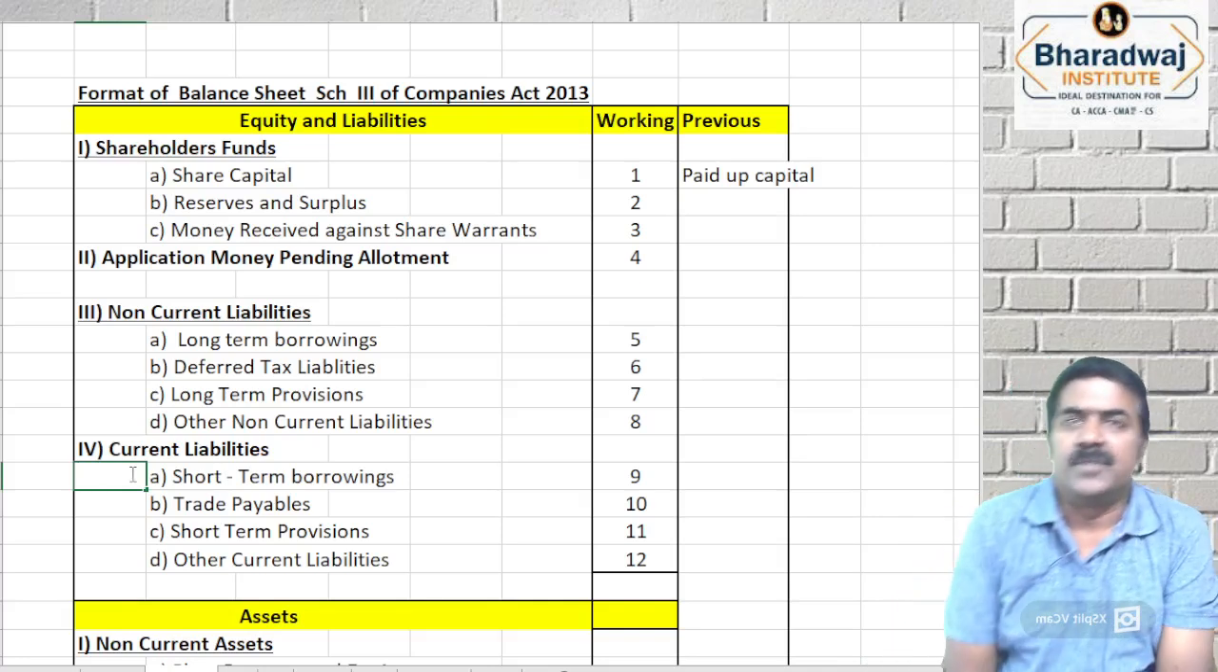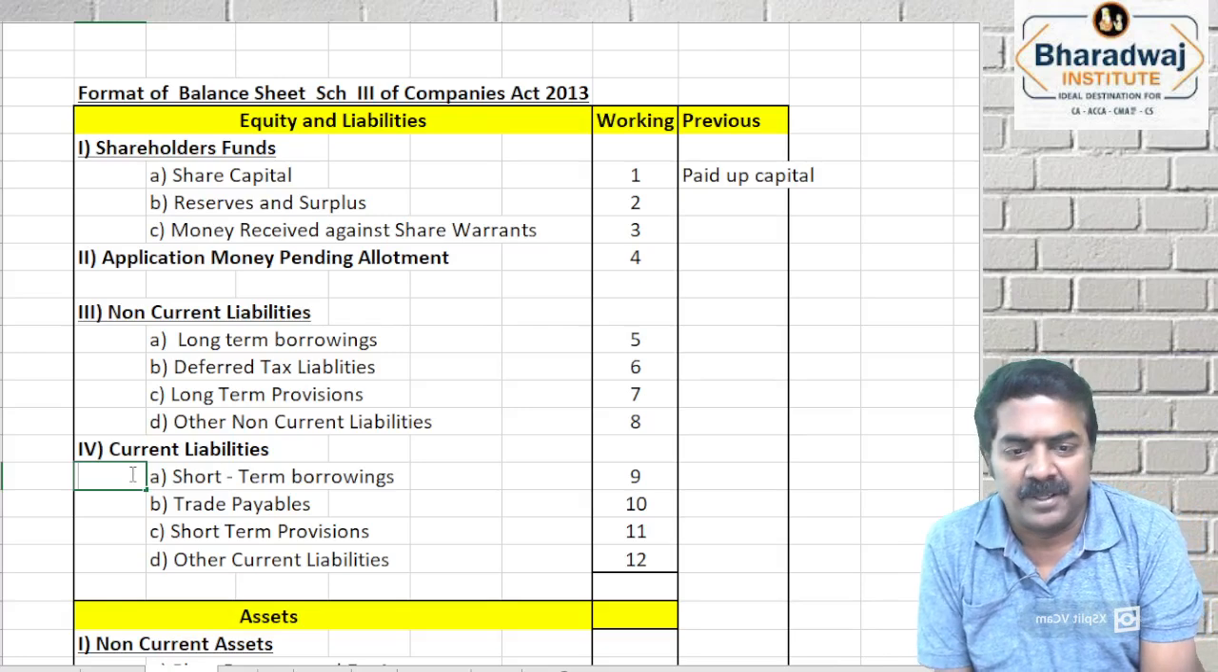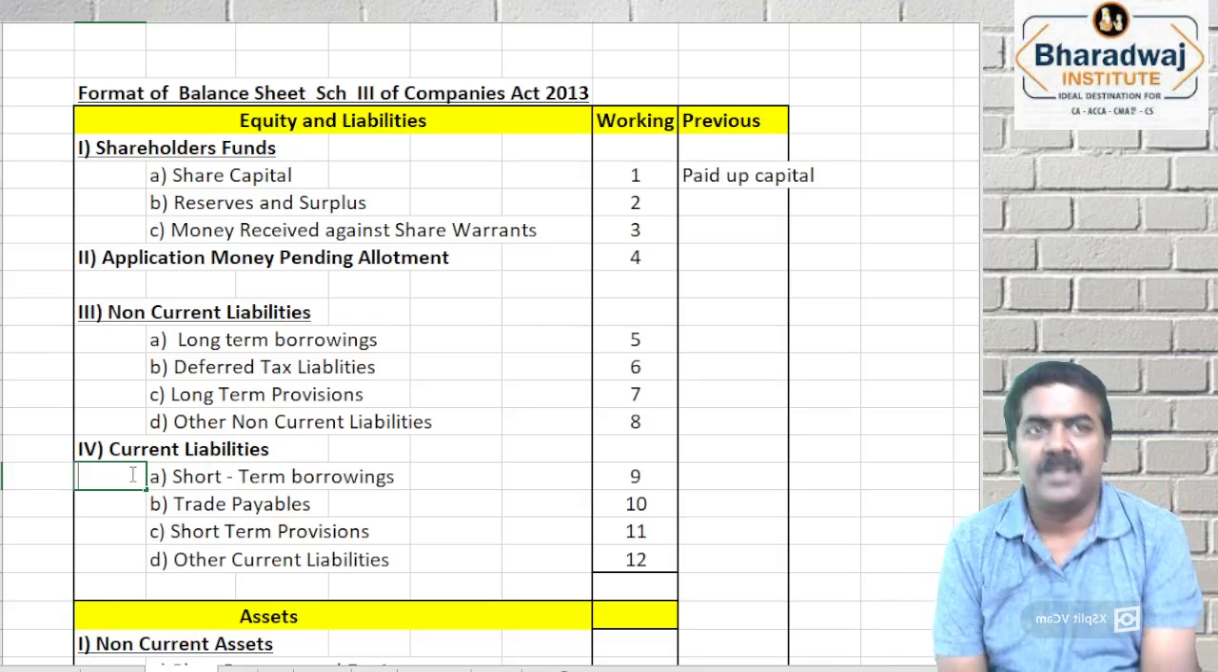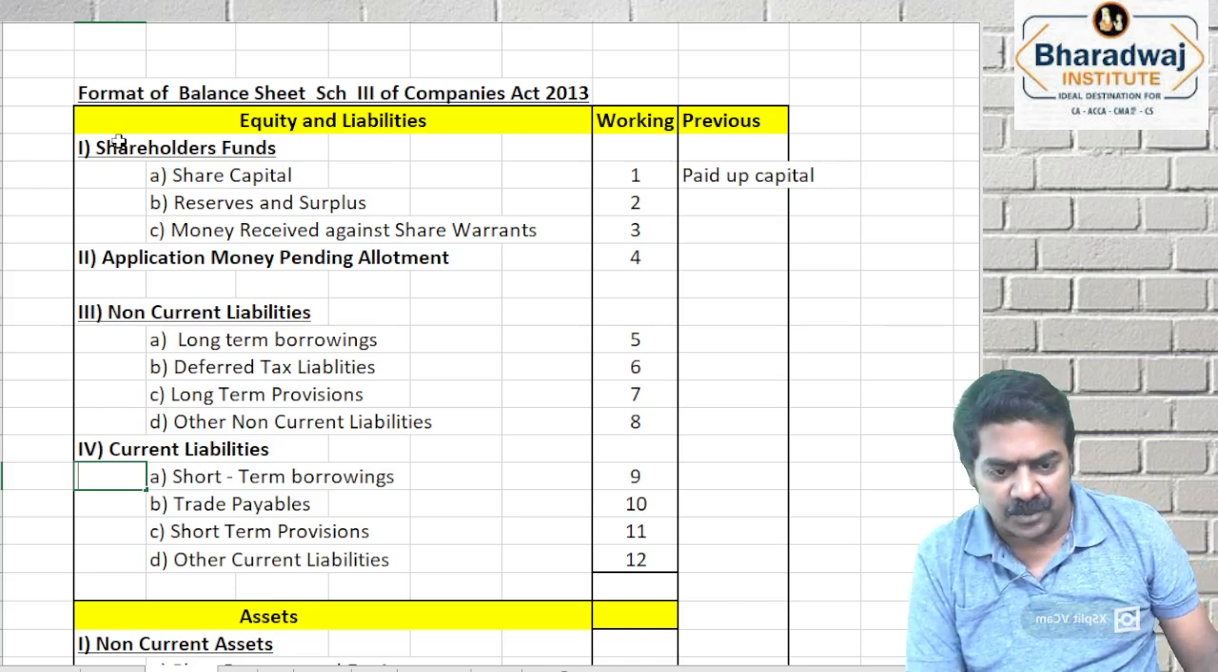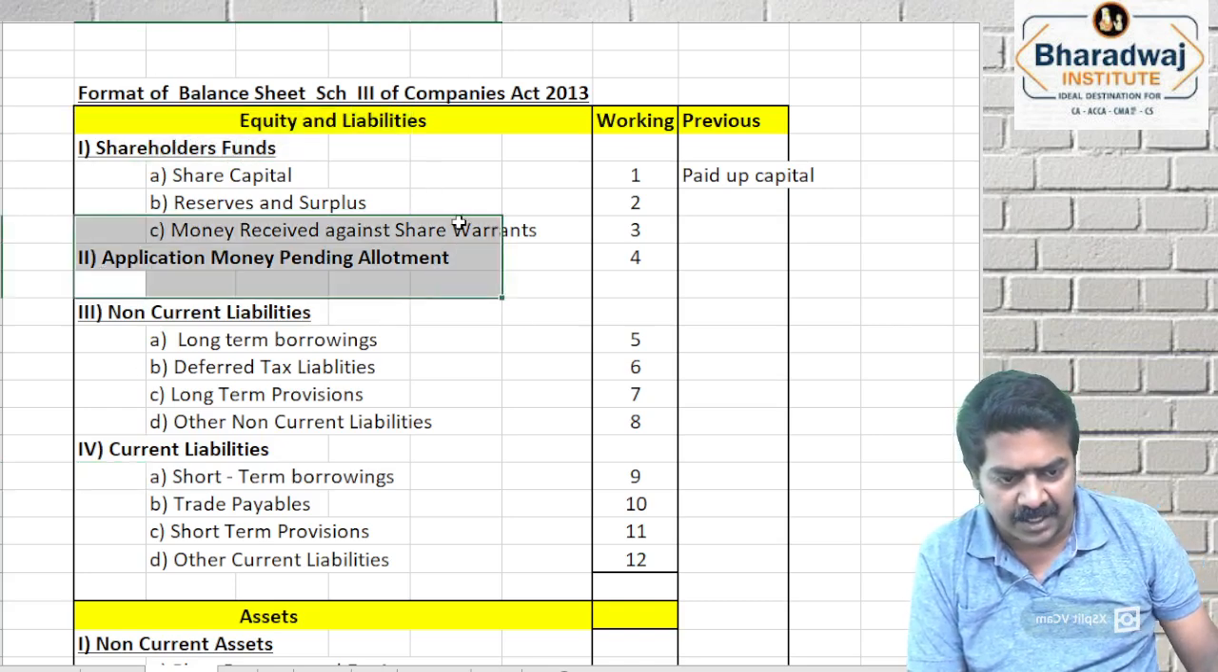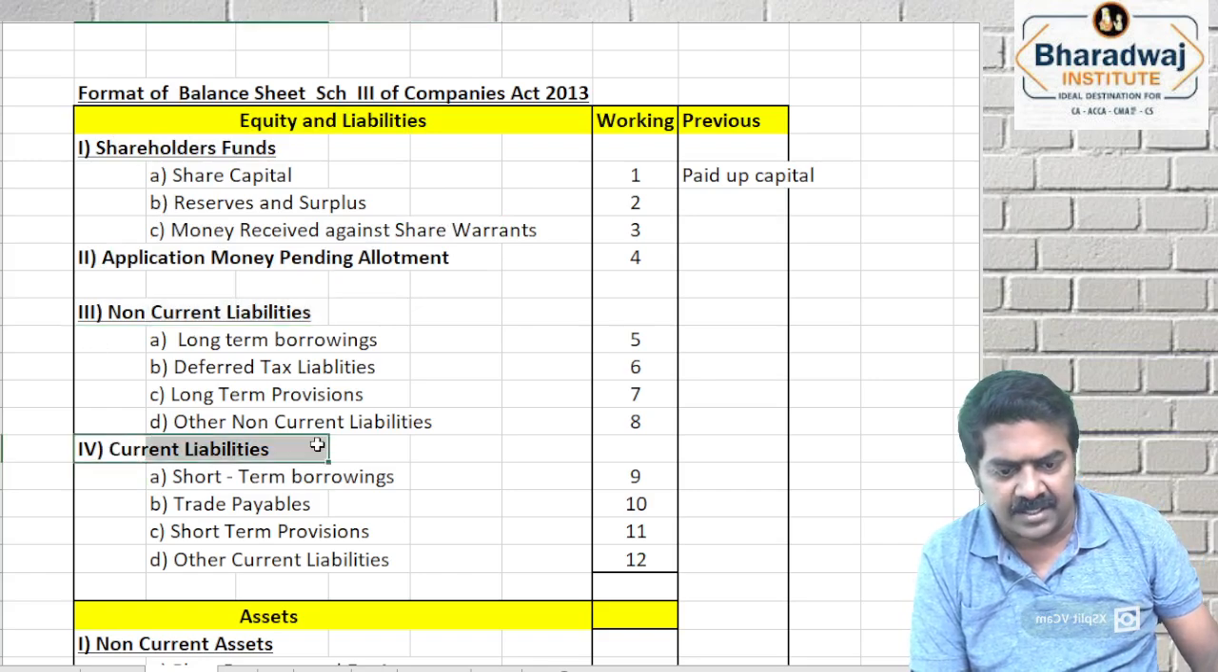We'll begin revising which one? The final accounts of companies. Before we start with final accounts of companies, a small recap. The balance sheet, of course, you know the format. Shareholders' funds, application money pending allotment, non-current liabilities, and which one?